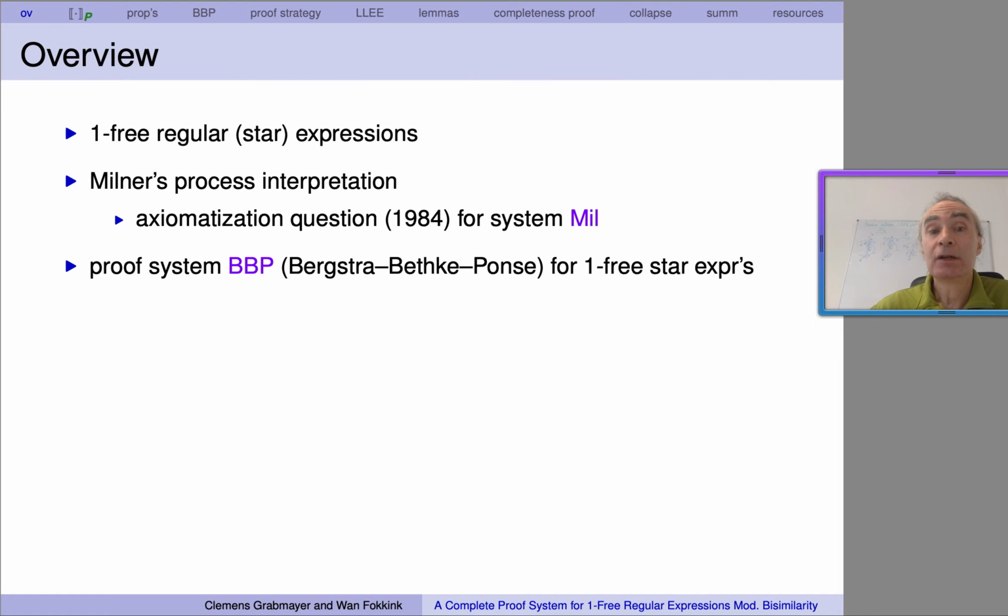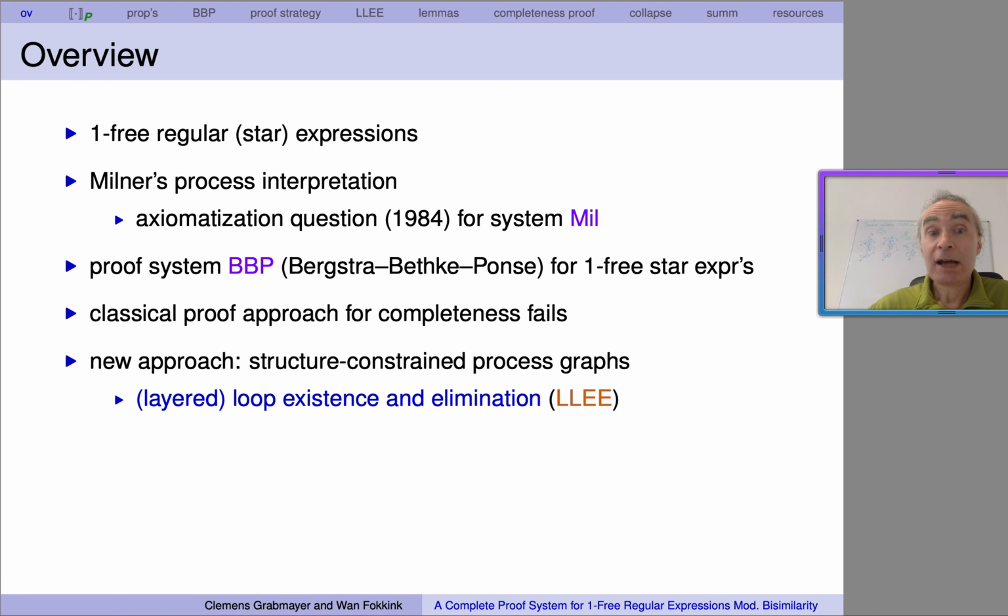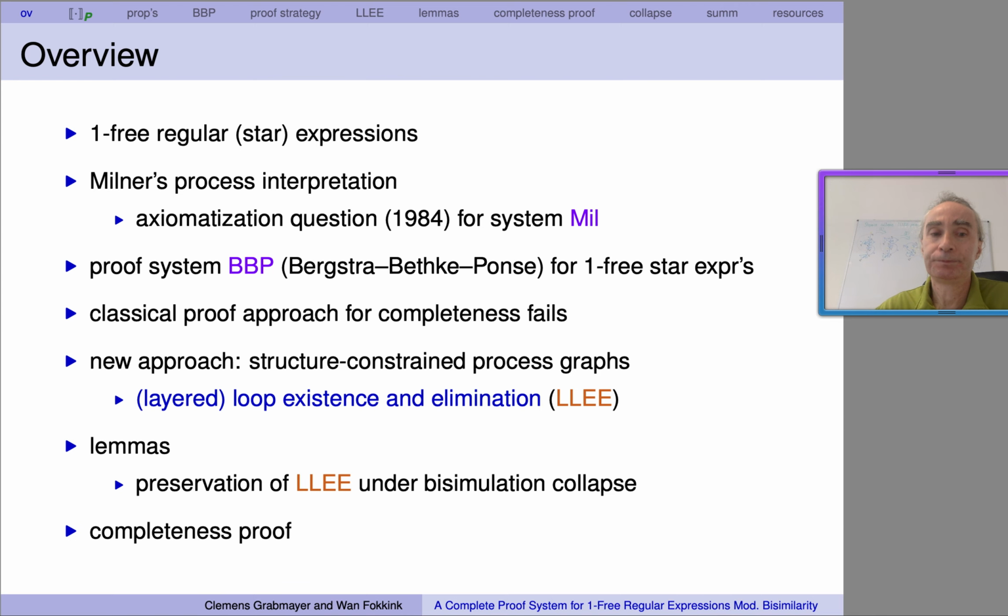and a system that we call BBP, where the letters stand for Bergstra, Bethke and Ponce, three colleagues of ours from Amsterdam. I will show to you why the classical proof approach for completeness fails in the case of this system, and what new proof approach we choose instead, namely one that uses structure-constrained process graphs, and in particular a condition that we call the loop existence and elimination property in a layered flavor.